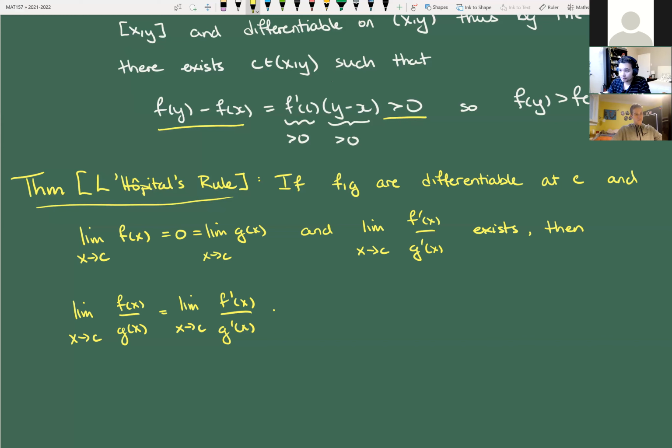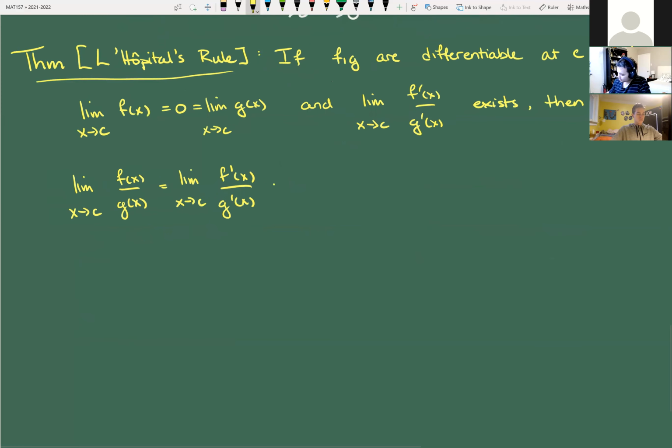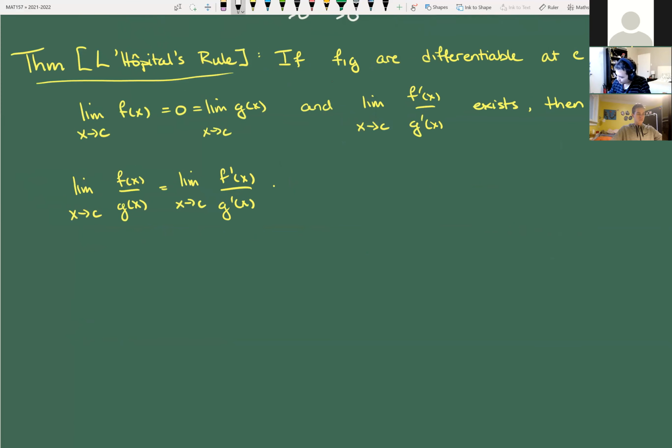And this is crazy, right? The fact that this works out is nuts. This isn't a quotient rule, right? We're not applying the quotient rule on the right-hand side. We're literally just saying, take the derivative of the numerator, take the derivative of the denominator, do that separately, and then evaluate that limit, right? And if you get a number out, boom, that was the limit of the original thing. So that's really, really nice. Let's prove this now.